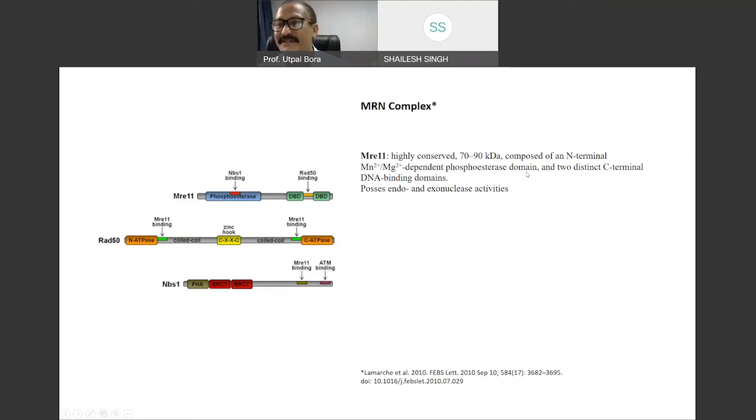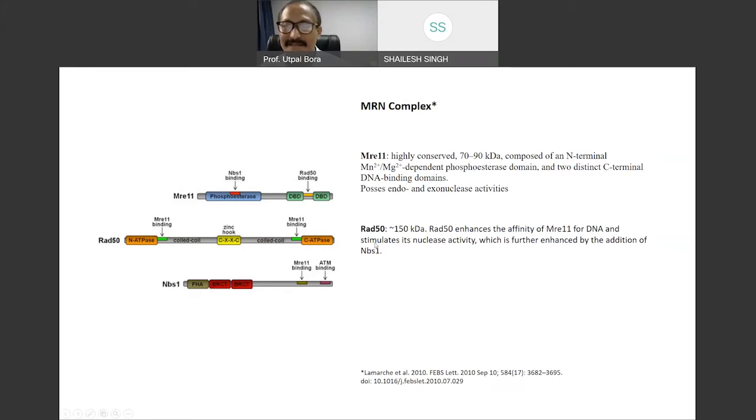The phosphoesterase domain is there, and there are 2 distinct C-terminal DNA binding domains. These green ones, you can see, are the DNA binding domains. MRE11 possesses endo- and exonuclease activity, which means it will chew DNA either from the center or from the sides. RAD50 is 150 kilodalton. It enhances the affinity of MRE11 for DNA and stimulates its nuclease activity. So if RAD50 binds to MRE11, its nuclease activity will be enhanced.